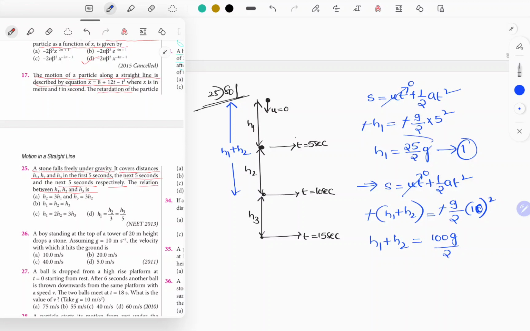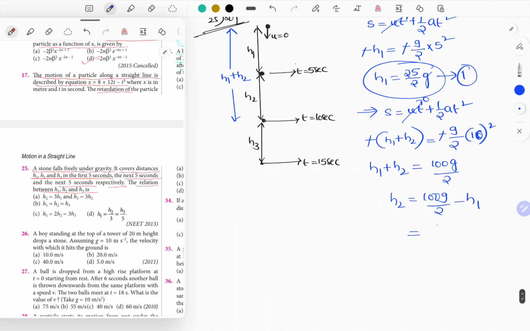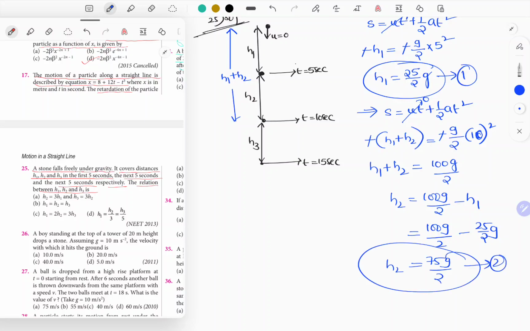Now I know the value of H1. Let me find out H2. H2 is equal to 100 g by 2 minus H1. What's the value of H1? It is 25 by 2 into g. So it is going to be 100 g by 2 minus 25 by 2 into g, which is equal to 75 g by 2. This is H2, and this is equation 2.